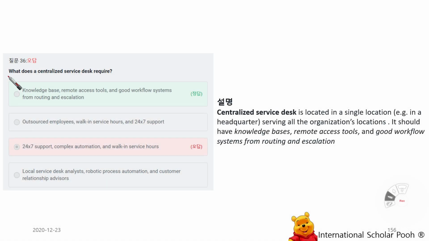What does a centralized service desk require? Knowledge base, remote access tools, and good workflow systems for routing and escalation. A centralized service desk is located in a single location, in headquarters, serving the organization's locations. It should have a knowledge base, remote access tools, and good workflow systems for routing and escalation.